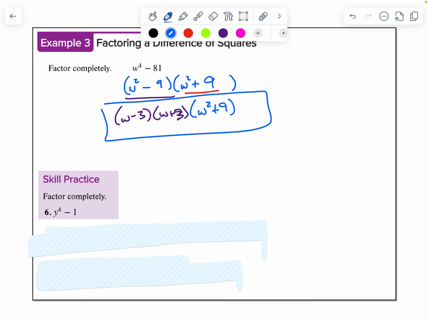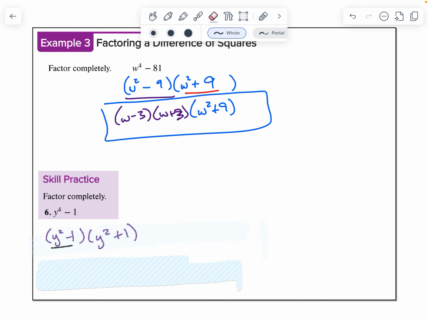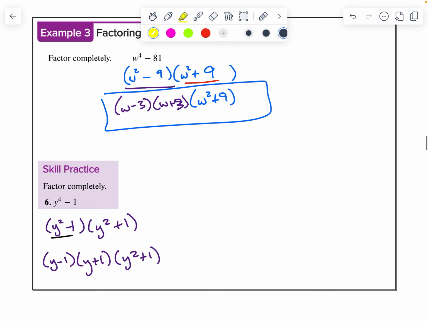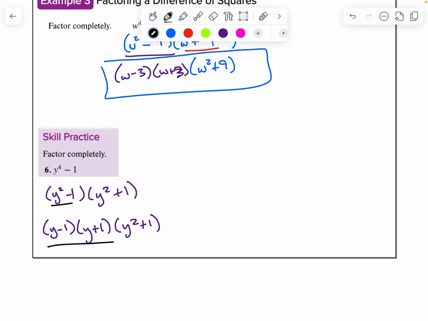Pause the video and try the one below. Should work about the same. We have a difference of squares, breaking it into y squared minus 1 and y squared plus 1. The y squared minus 1 is another difference of squares, so we can break it apart one more time. It breaks into those two. The y squared plus 1 is prime. So this entire thing is our final answer.